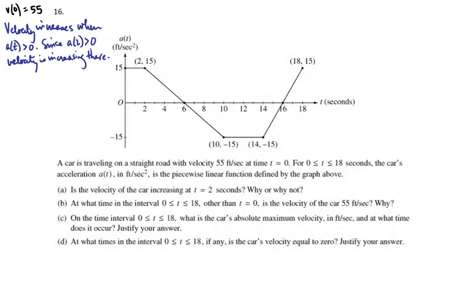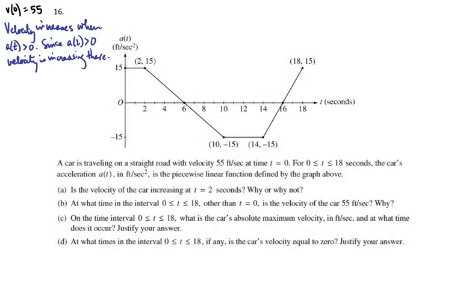Part B asks, at what time in the interval from 0 to 18 other than 0 is the velocity of the car 55 feet per second? Well, from the graph we know we start off at 55 feet per second. Then since acceleration is positive, as we sweep to the right, we're increasing velocity all the way up to 6. When acceleration becomes negative, we start to decrease velocity.